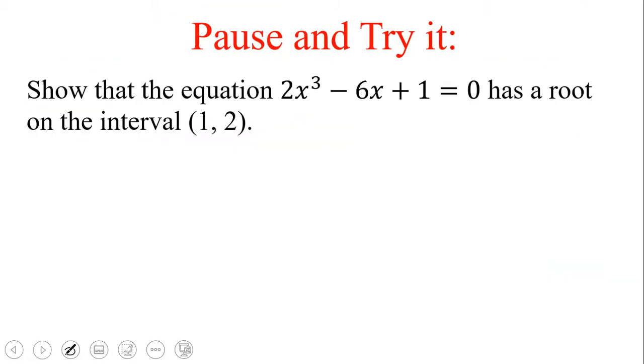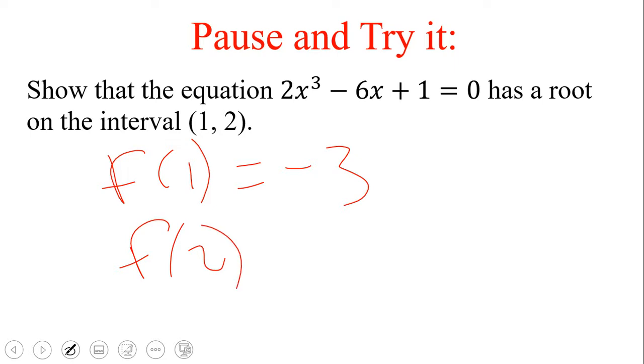If that made sense to you, then I would suggest you pause and try it. So show that this equation has a root on the interval 1, 2. So pause and try it, then come back. All right, so if you've tried it, hopefully you plugged in 1. And if you plug a 1 in, you should get a y value of -3. Then hopefully you plugged a 2 in, you should get a value of 5.